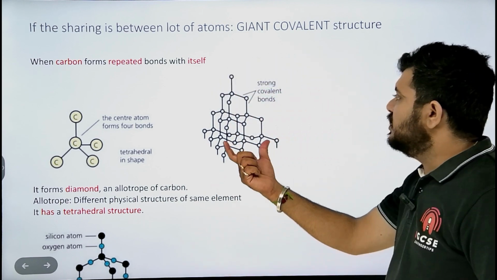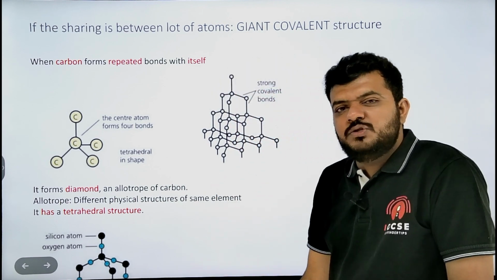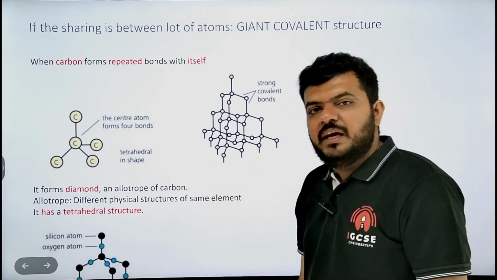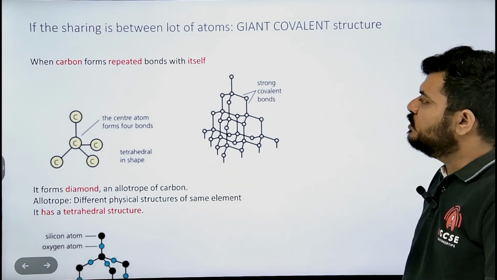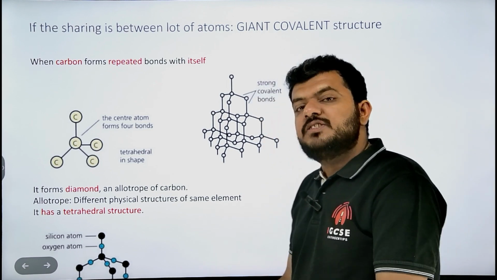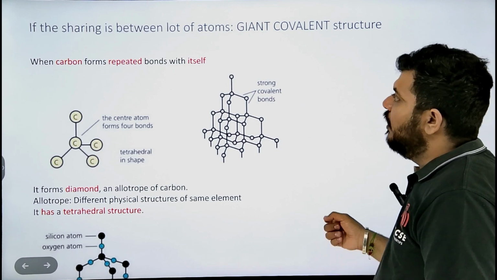Diamond, because of its strong bonds, has no need to attract other molecules. The molecule itself is very large. The large molecules of diamond make it very hard. In fact, it is the hardest substance naturally available.